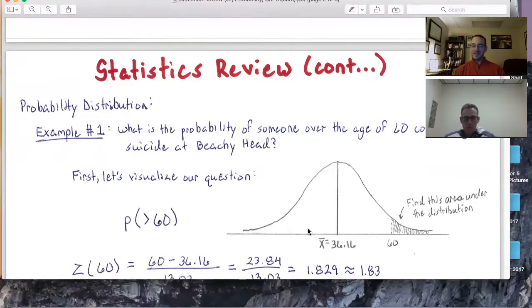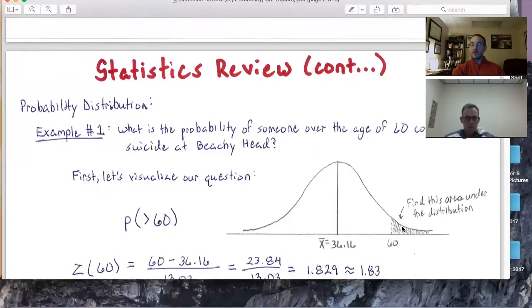So in theory, in a probability distribution, we can only get ranges. That's why we say 60 or older, or maybe I say, what's the probability of somebody committing between the ages of 30 and 60? We can get a range there, but not for one finite value. If I were to say over the age of 60, it's the same thing as saying 60 or older. So that's just one point to clear up.